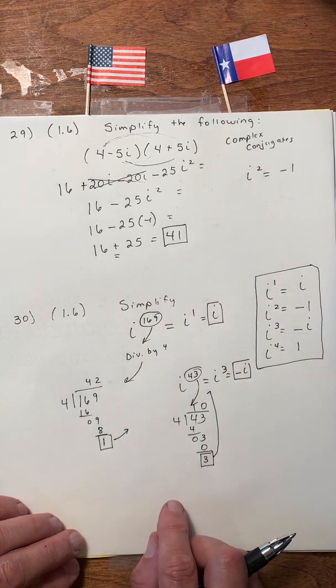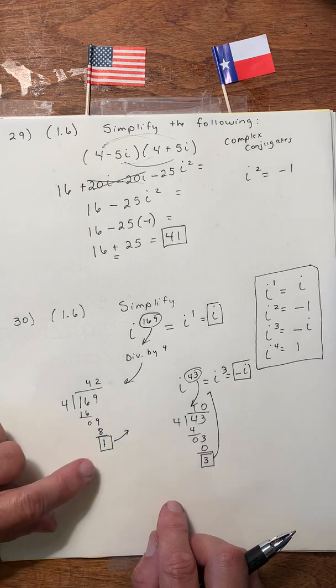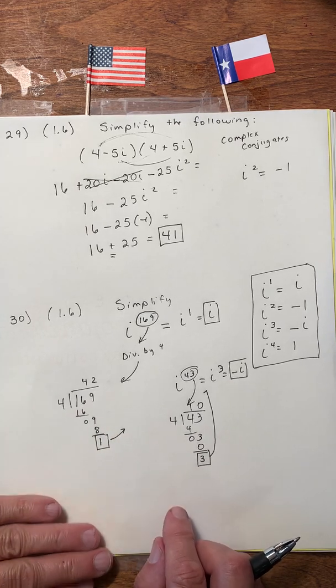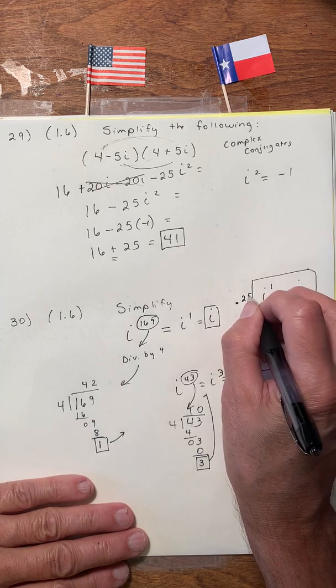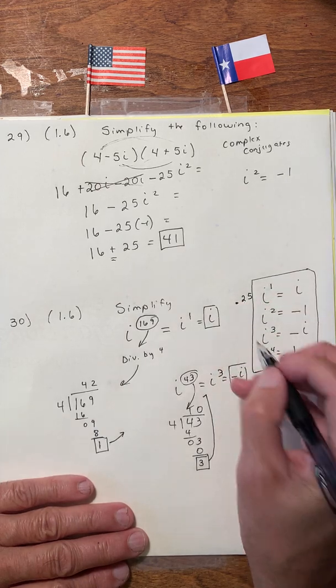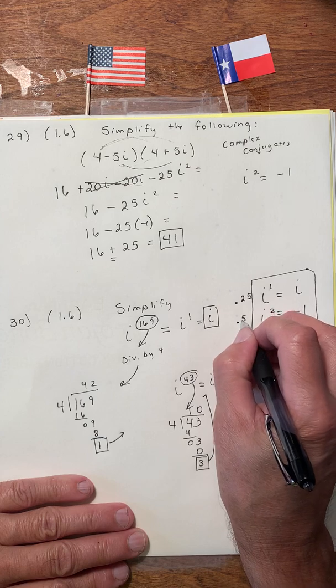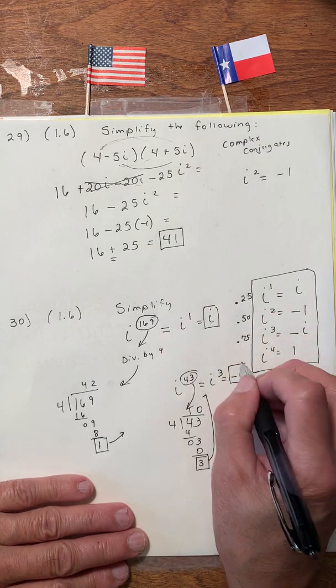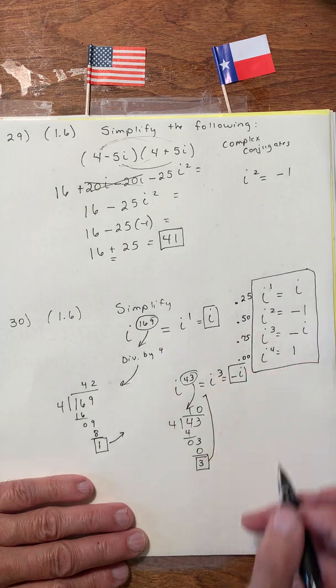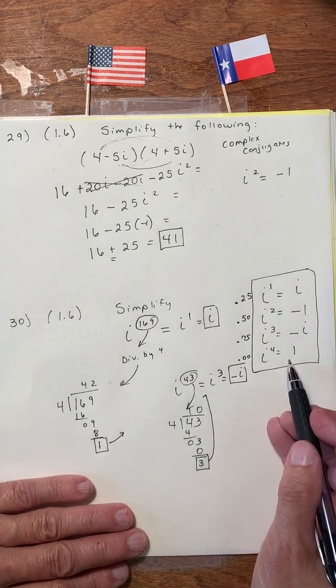So have this handy to work this problem. By the way, if you're dividing with your calculator, it won't tell you remainder 1. This will be a point, since you're dividing by 4, this would be a 0.25 remainder. This would be a 0.50. This would be a 0.75. This would be a 0.00. So if it comes out even, it's going to be 1.